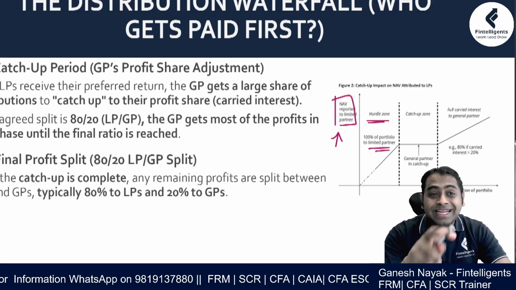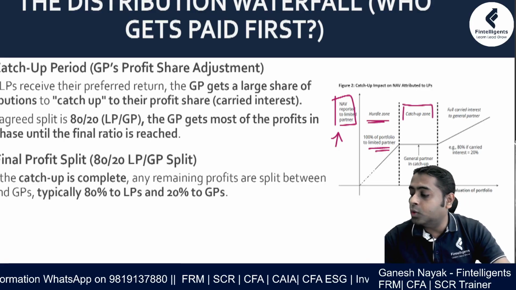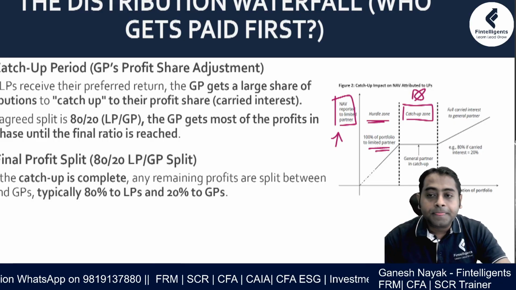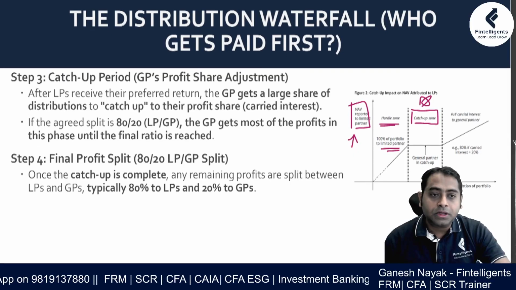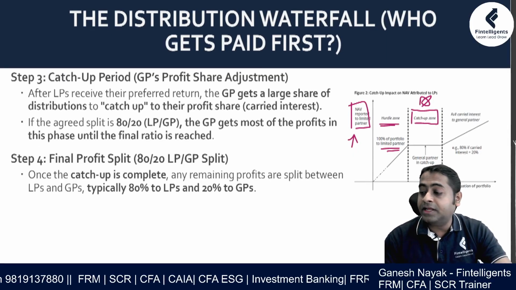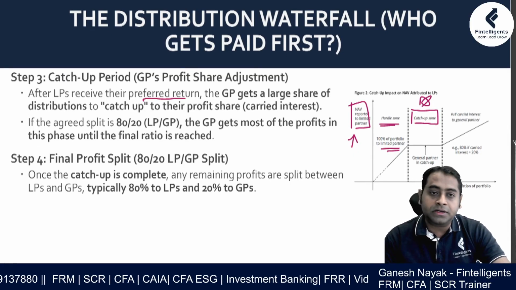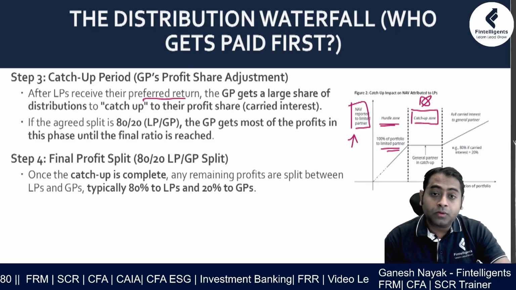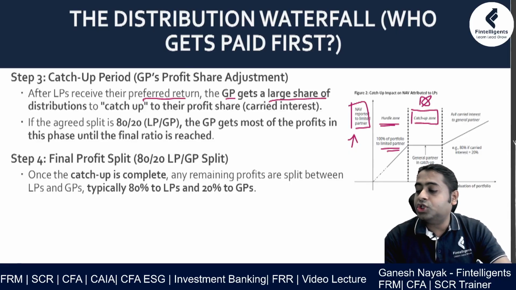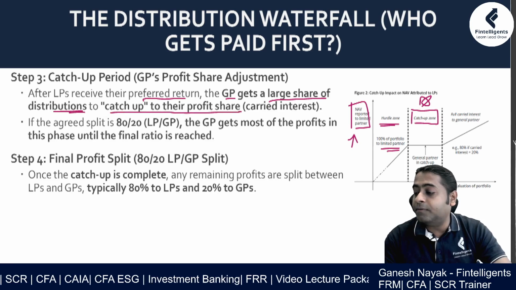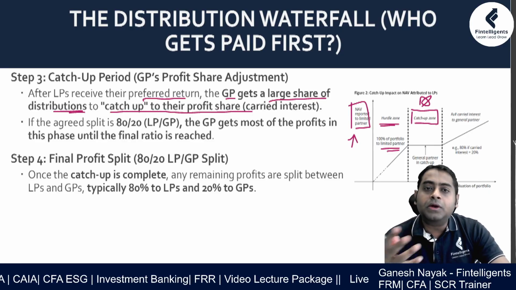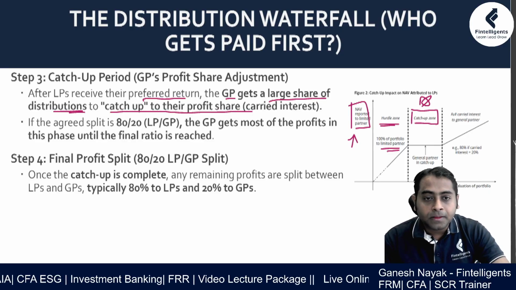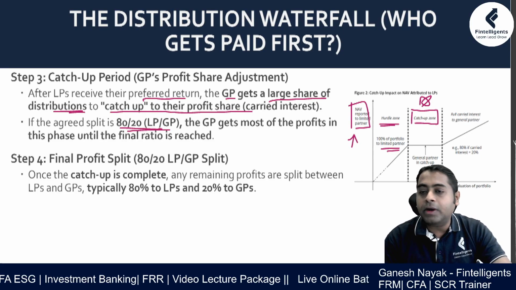The third step is the catch-up zone. This is important, which is being mentioned here. Read this line properly: after the LP receives the preferred return, the hurdle rate, the GP gets a large share of the distribution, which is the catch up of their profit share, the catch up of the carried interest. Now it depends upon what the split is. The split is generally 80-20.